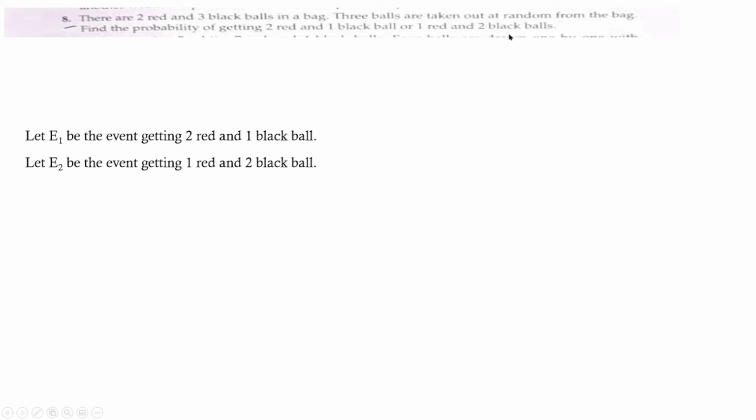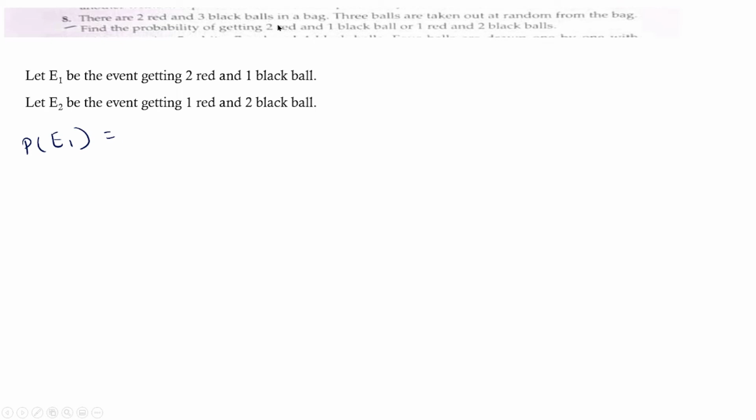Next question, there are 2 red and 3 black balls in a bag. 3 balls are taken out at random from the bag. Find the probability of getting 2 red and 1 black ball or 1 red and 2 black balls. So let us take, let E1 be the event getting 2 red and 1 black ball and E2 be the event getting 1 red and 2 black ball. So we need to find probability of E1 union E2. So first let us find probability of E1.